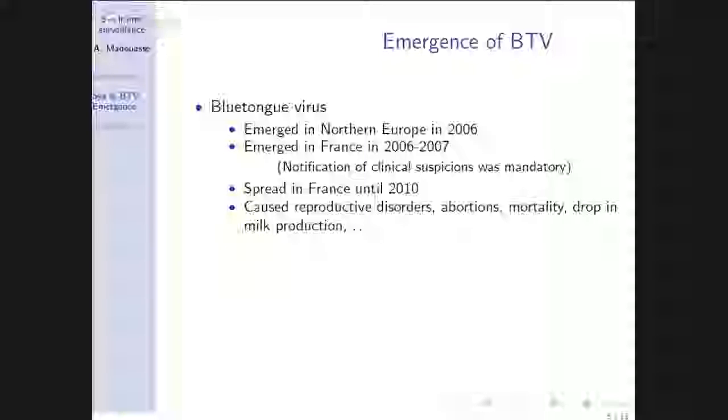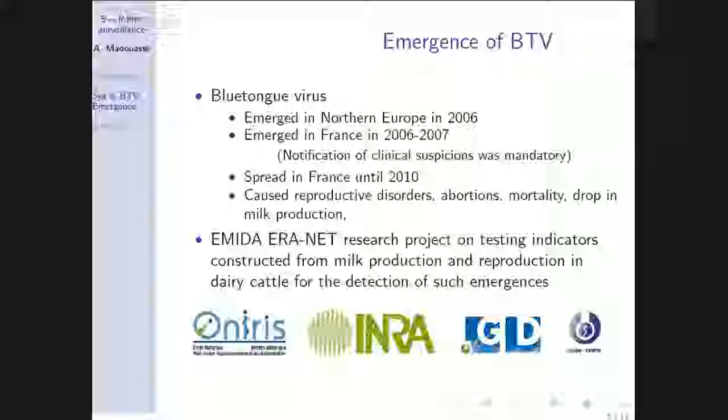The disease has broad consequences on the population, such as reproductive disorders, abortions, mortality, or a drop in milk production. So we teamed up with people from Rede in the Netherlands and Codacerva in Belgium to test indicators. In the framework of syndromic surveillance, there are indicators that could be used for detecting the Bluetongue emergence, but also for any disease that could emerge. We tested indicators constructed from milk production and reproduction in dairy cattle for the detection of such emergences.